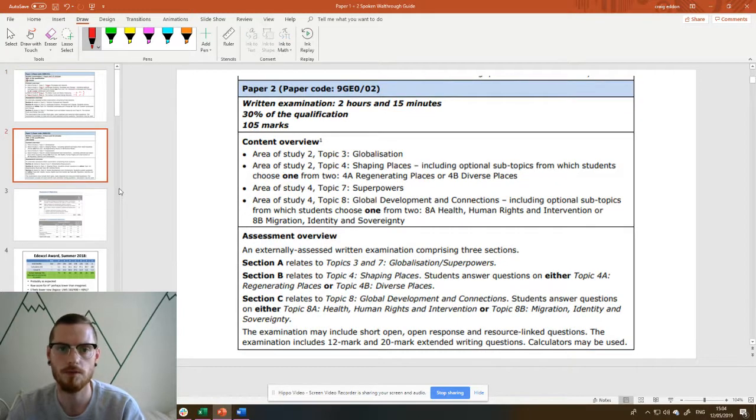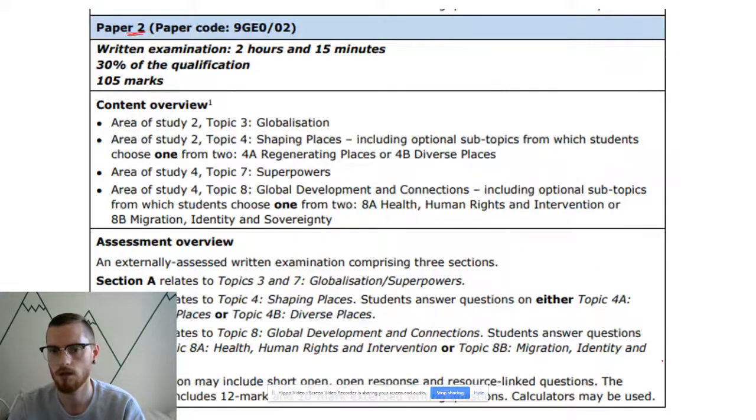Moving on to paper 2, you'll see it's exactly the same in terms of it being 2 hours and 15 minutes. It's 30% of your qualification again, and it's 105 marks. This time it's being broken down, and I'm going to skip down to where it says assessment overview. It's broken down into section A, B, and C.